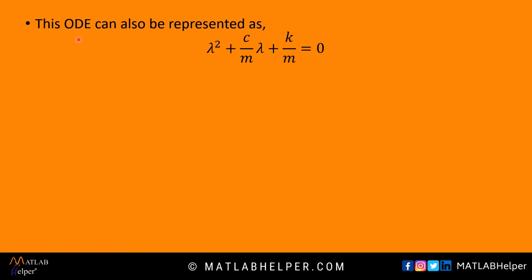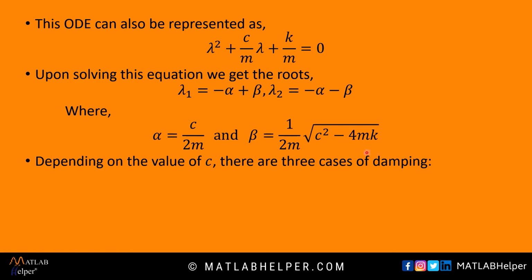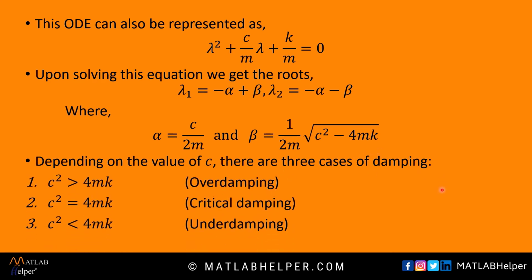The new ordinary differential equation can be represented as a quadratic equation by assuming lambda to be y dash. So lambda square will be y double dash, lambda will be y dash, and then we divide the whole equation by m. The roots of this equation are minus alpha plus beta and minus alpha minus beta, where alpha is c by 2m and beta is 1 by 2m square root c square minus 4 times m times k. Depending upon the value of c, there are three cases of damping: overdamping, critical damping and underdamping.